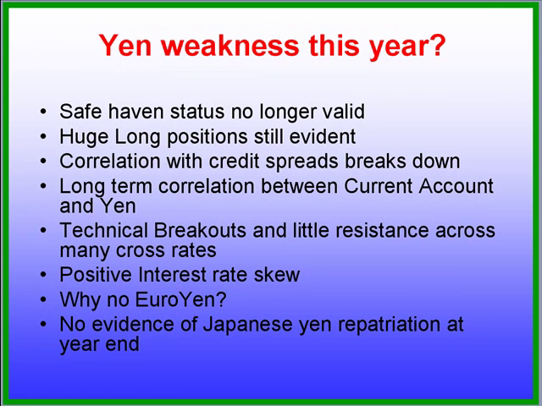So in conclusion, just to go through the fundamental reasons once more and then the technical reasons, it appears that safe haven status is no longer valid. A lot of people are long the yen. The correlation between credit spreads has broken down, but there is a long-term correlation between the current account surplus deficit and the yen itself. We've had technical breakouts, and there is little resistance across many of those cross rates. You also have the benefit of a positive interest rate skew in most cases.